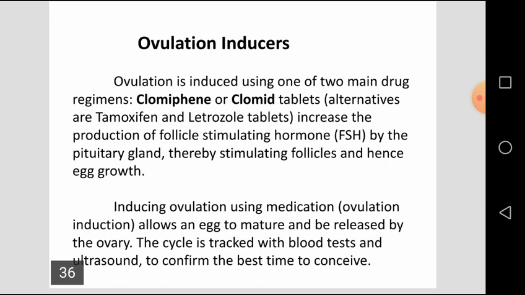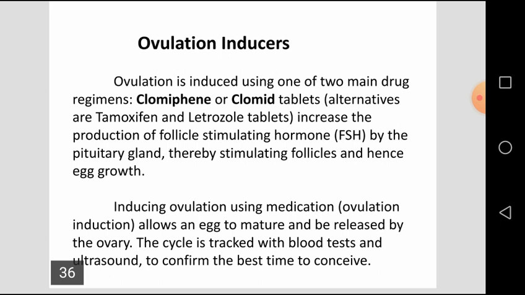So what are these ovulation inducers? Ovulation is induced using one of two main drug regimes, that is clomiphene or clomide tablets. They are nothing but alternatives of tamoxifen and letrozole tablets.